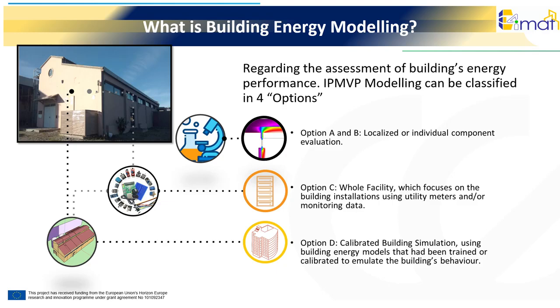For the case of whole building energy performance evaluation, IPMVP suggests the use of either Option C, whole facility, which is based on the use of utility meters and/or other measurements obtained from the building, or Option D, calibrated simulation, which focuses on the development of computer building energy models that can predict the building's behavior and its system's energy performance. Under Option D, the BEM is required to emulate as faithfully as possible the real building conditions, that is, its thermal and energy behavior. Thus, the BEM should be calibrated to minimize the gap between simulated results and reality.